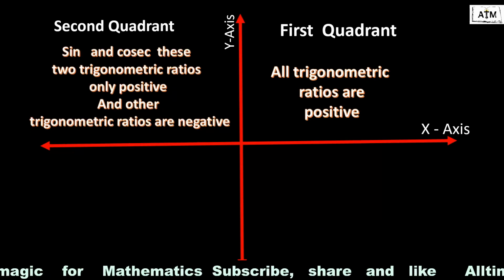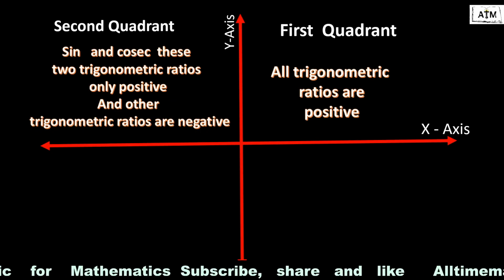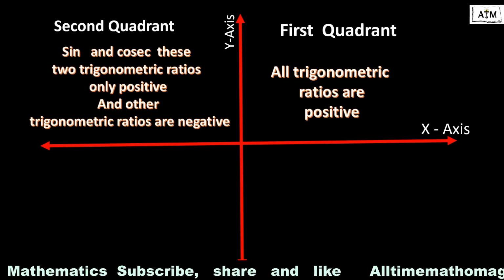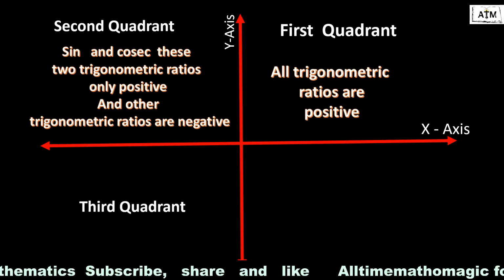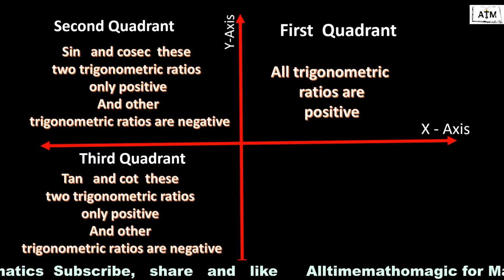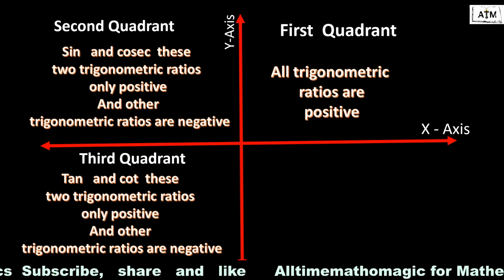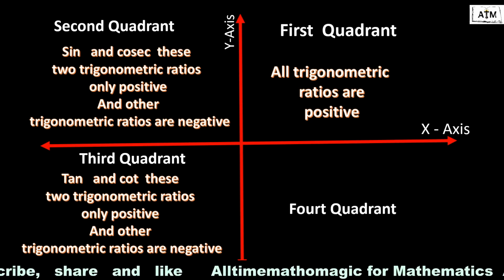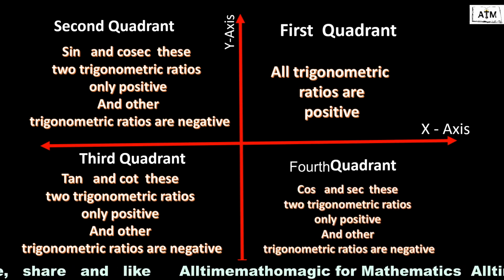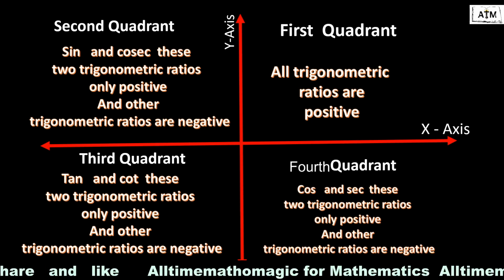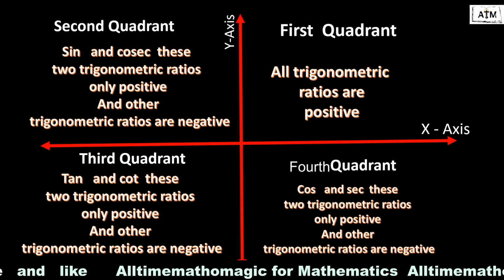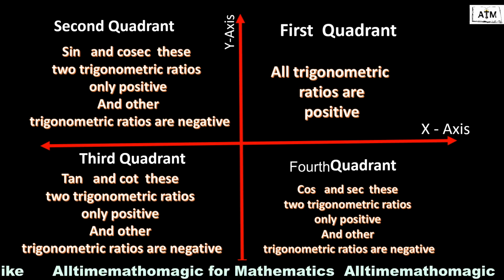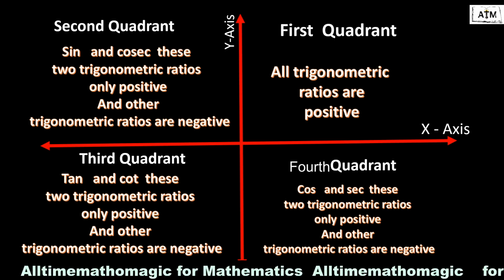In the second quadrant, sine and cosec, only these two trigonometric ratios are positive and the rest are negative. In the third quadrant, only tan and cot, these two trigonometric ratios are positive and the remaining are negative. In the fourth quadrant, cos and sec are positive, and other than cos and sec, that is tan, cot, sine, cosec, they are negative.